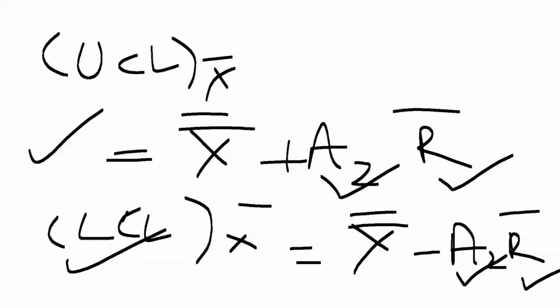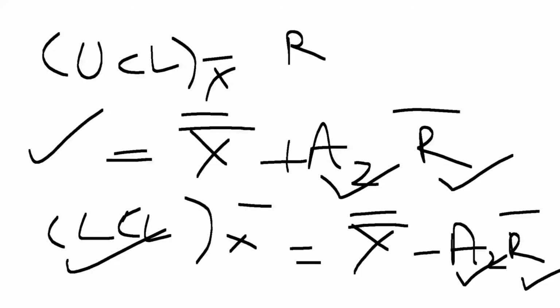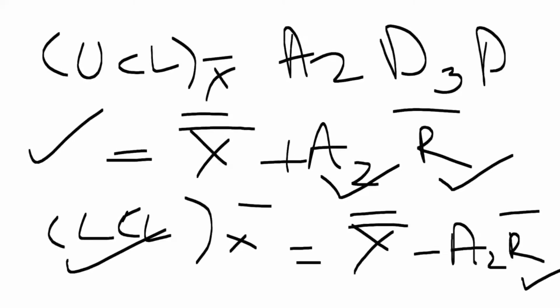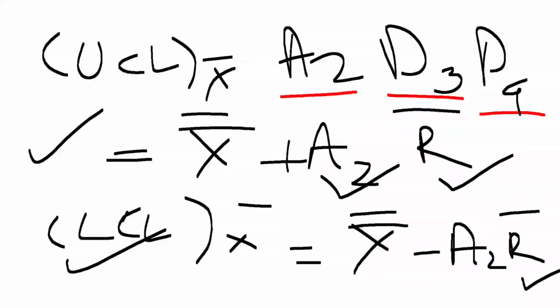So see, from the table which is provided to you, you will get three things. What are the three things you will get? You will get A2, you will get D3, you will get D4. These are the things which you will get from the table which is provided to you in the questions.